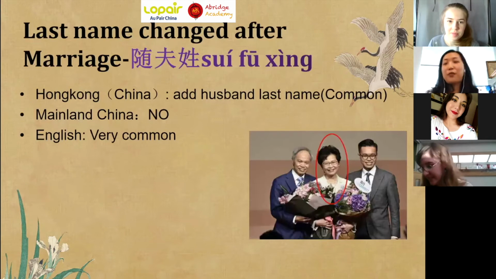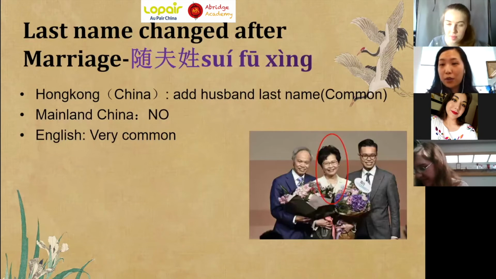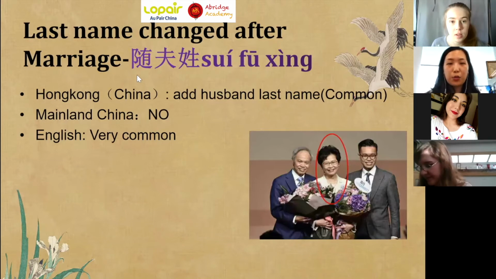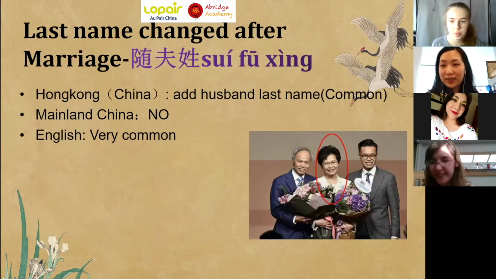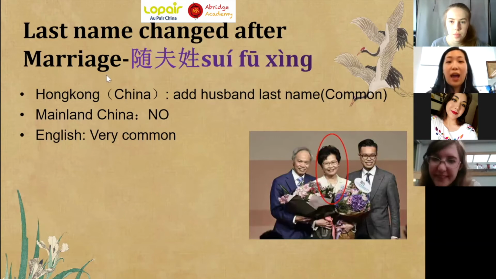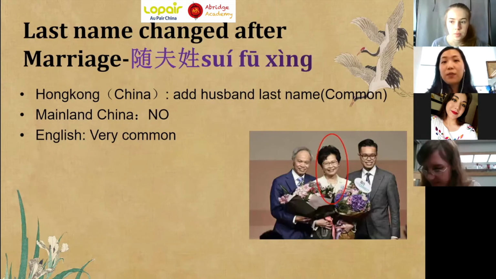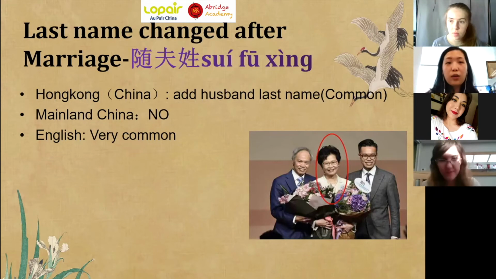Now we talk about the third difference between the Chinese name and English name: the last name change after marriage. In Chinese, we call it 随夫姓. 随 means follow. 夫 means husband. 姓, your last name, right? So it means when you get married, you may change your last name to your husband's, right? Okay, so 随夫姓. In China, only Hong Kong women add their husband's last name in front of their name.